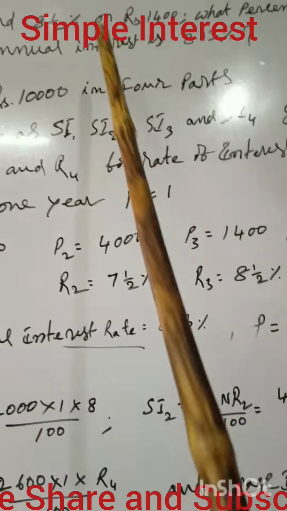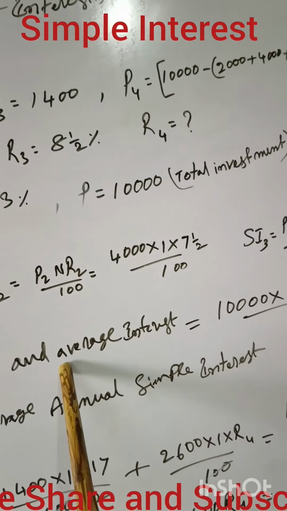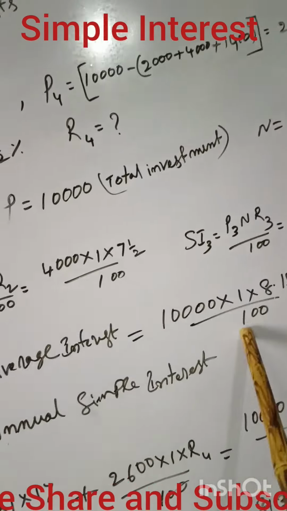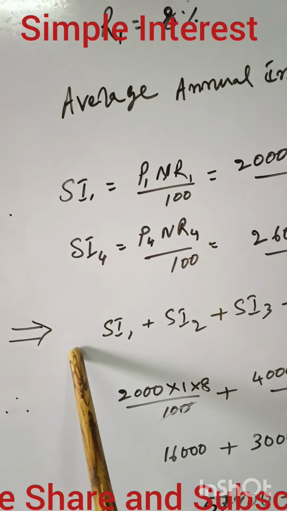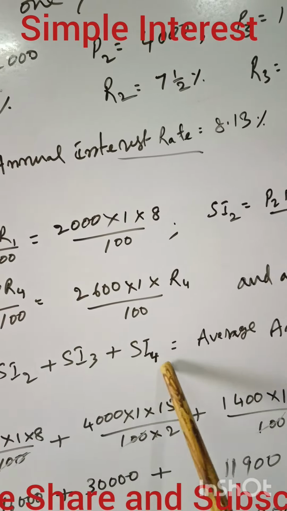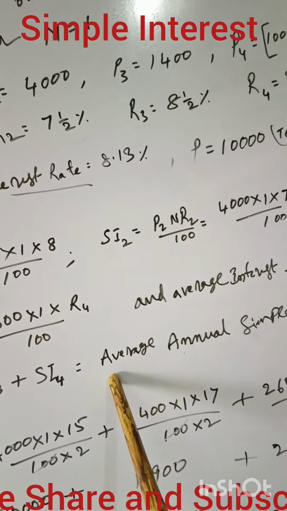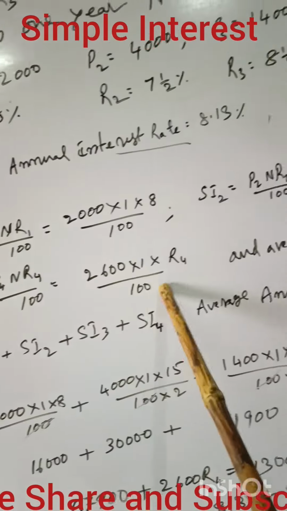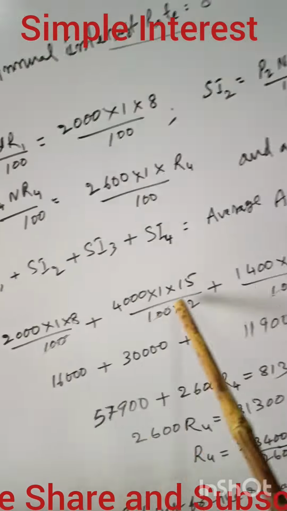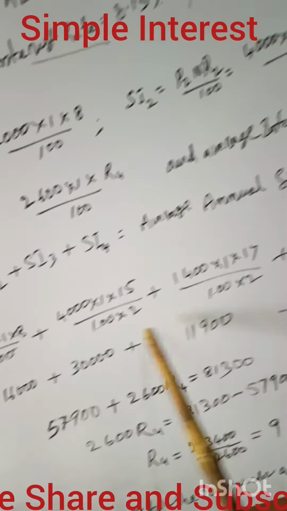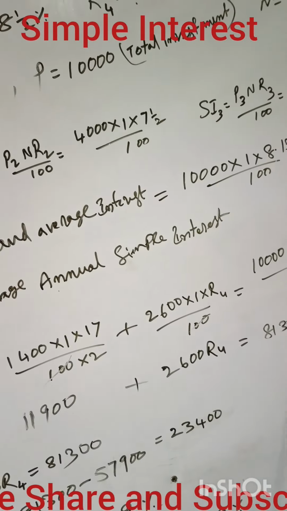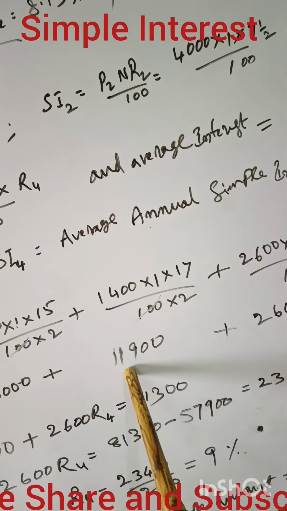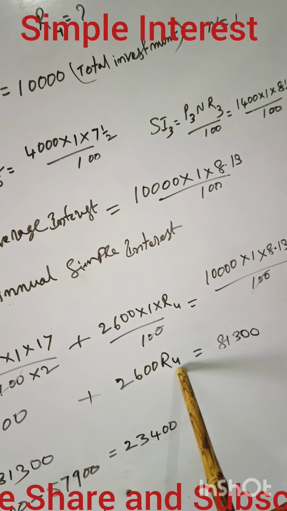And the average interest is given. This is simple interest. For an average on 10,000 you get 10,000 into 1 into 8.13 by 100. So the given rule is that this is the total, the sum of SI1, SI2, SI3, SI4. On summing, we get it equal to the average annual simple interest. The 100 being the same all the way, it cancels, and this becomes 1,600, this becomes 30,000, this becomes 11,900, this becomes 2,600 R4, to be found out.